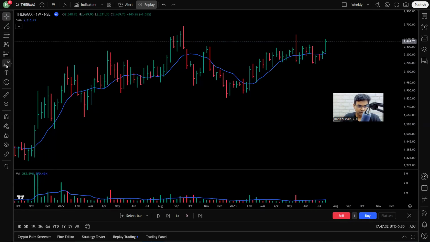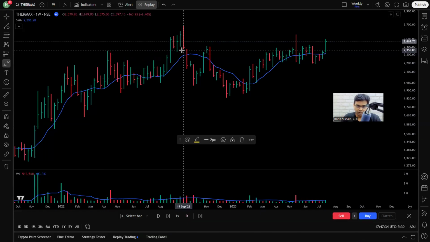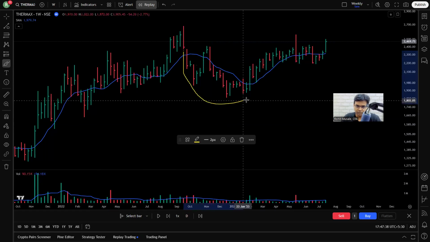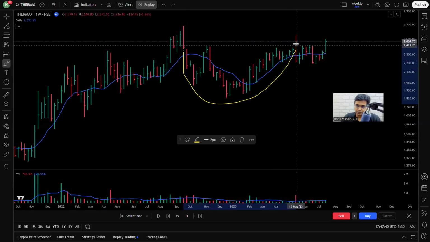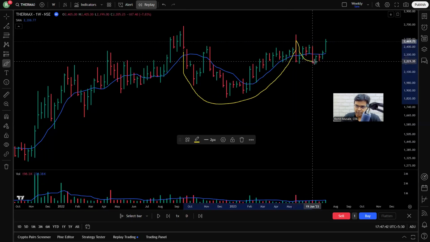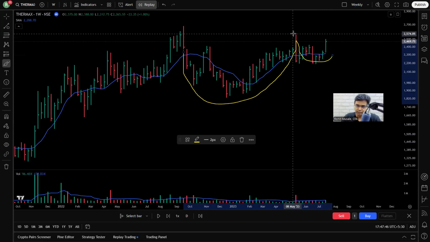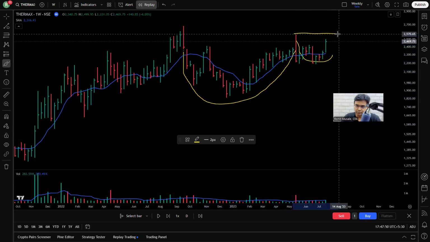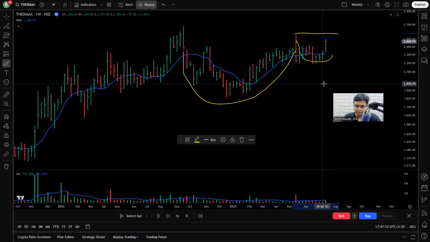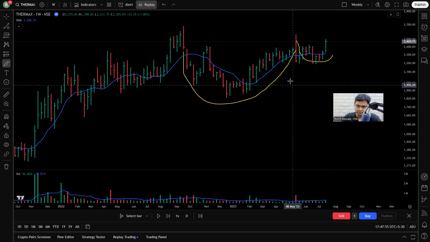So let me draw that cup with handle for you. So it looks like this. So this is the cup and that is the handle. Okay, that's the cup with handle and this is the pivot point, the high of this bar. That's how it looks like. Okay, so that's the cup with handle.